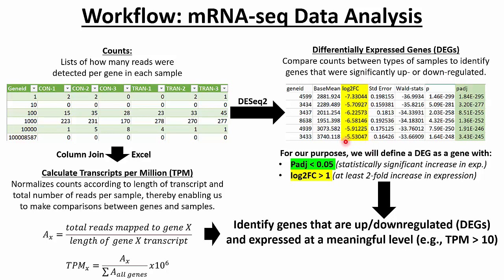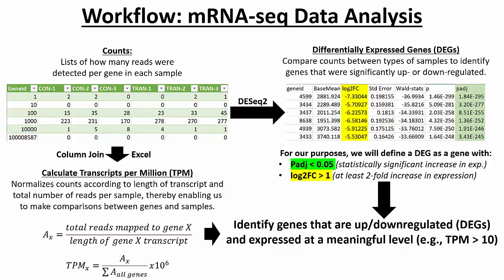See that -5, that's 2 raised to the 5th power, so that's a 32-fold difference between the control and the transfected samples. However, if that 32-fold difference is between a TPM of, let's say, 0.1 for the control and, or no, that would be 3.2 for the transfected sample, then that's still a gene that's not expressed at a very high level at all in those cells. So we might get a little bit less excited about that type of DEG because the TPMs are so low.